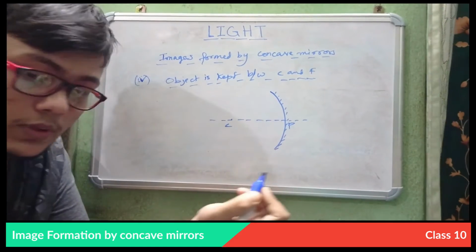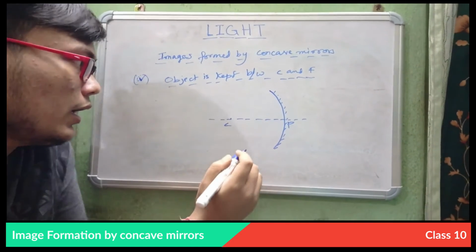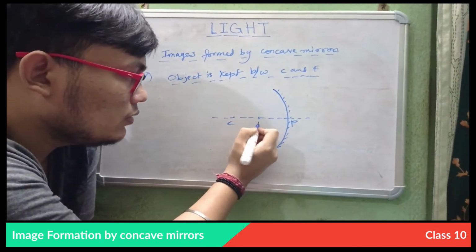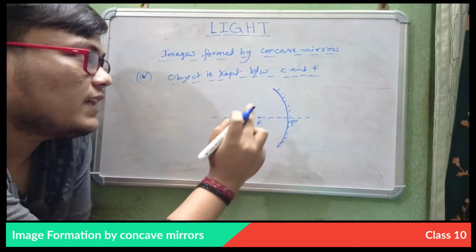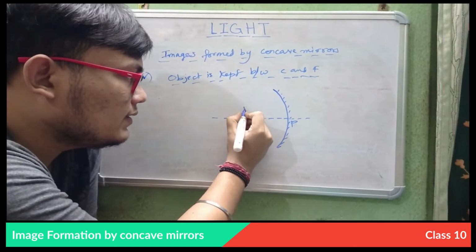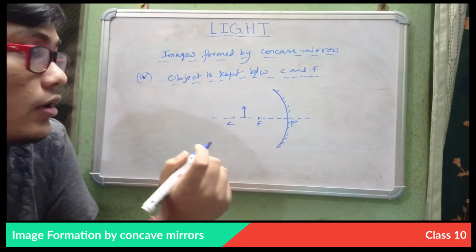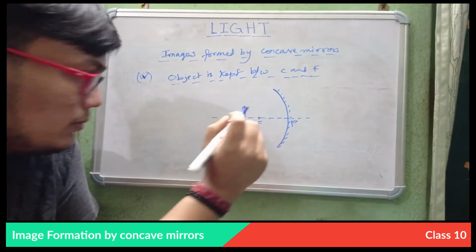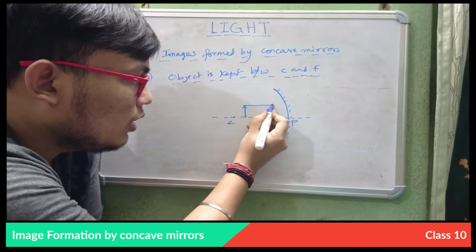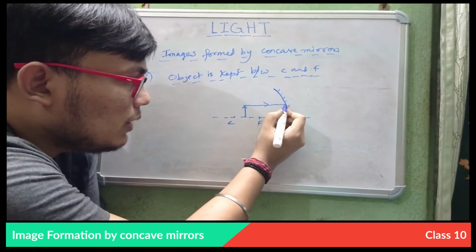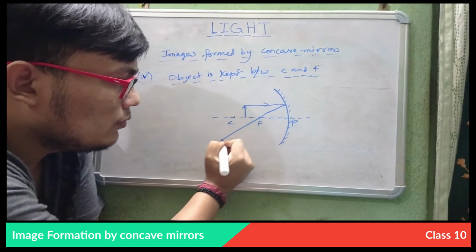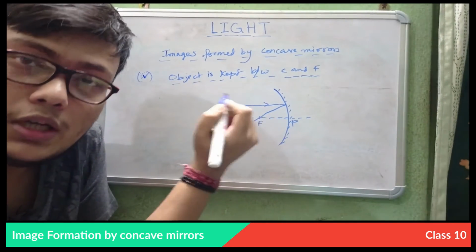This is the principal axis, the pole, and let's say this is the principal focus. So the object is kept between C and F. Let's say this is the object. So the first incident ray will be parallel to the principal axis. After being parallel, it will pass through F, right? It will pass through F.